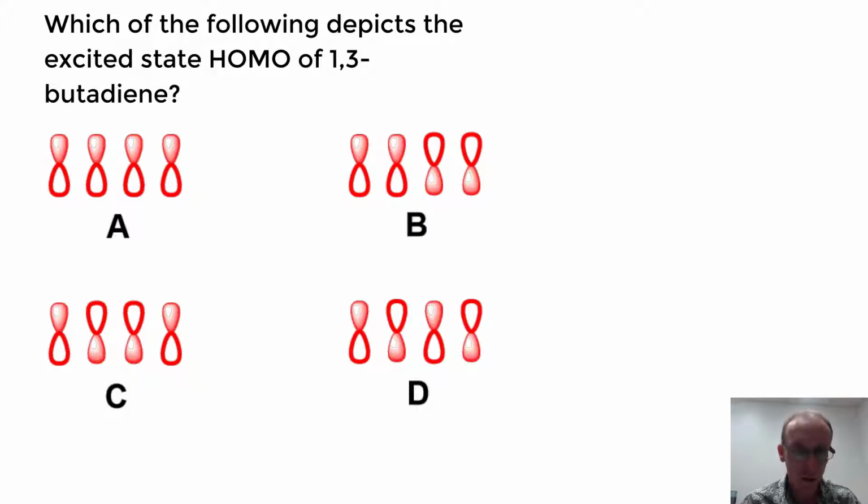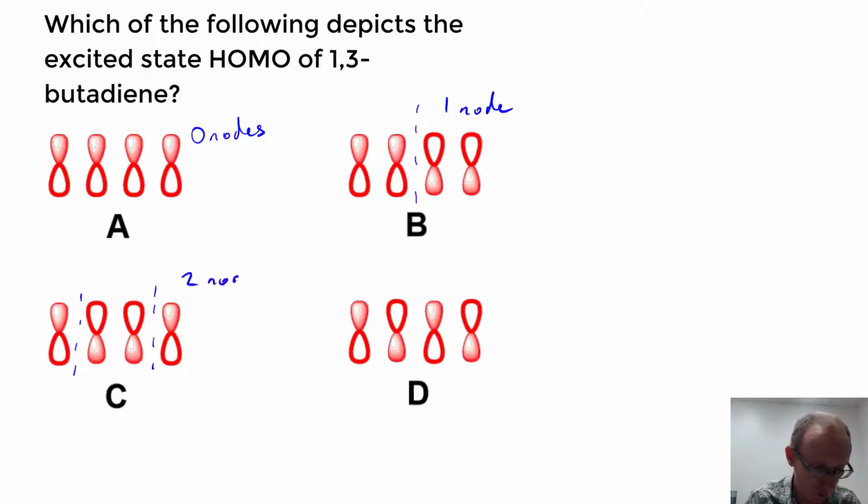So the slow way to do this is to build up each one of the molecular orbitals by thinking about how the p orbitals will line up. However, since it's multiple choice, you can probably take a bit of a shortcut and see that this one here has zero nodes, this one here has one node, this one here, C, has two nodes, and this one here has three nodes. Okay, so they're already listed in order of their energy levels.